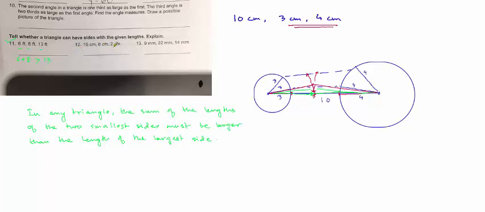Number 12. The two smaller sides are the 8 centimeter and 2 centimeter. So 8 plus 2 is not larger than 15. It's smaller than 15. Therefore, you cannot have a triangle with these side lengths. Number 13, exact same thing. Largest side is 22 millimeters. Smaller sides are 9 and 14. And 9 plus 14 is 23. That's actually larger than 22. So this works, so this will be possible lengths of a triangle.